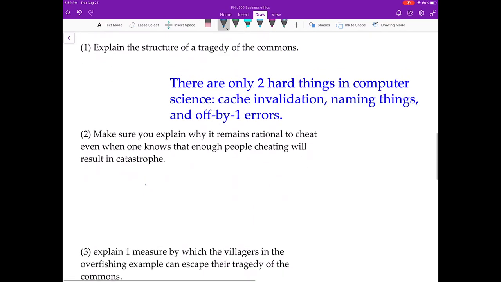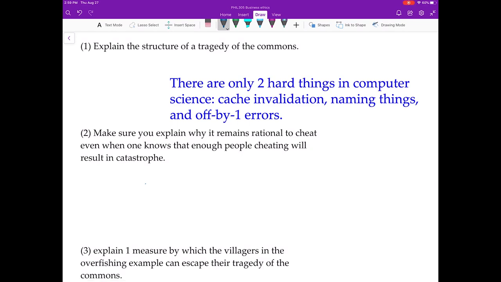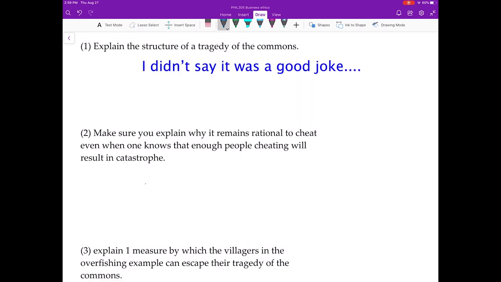I won't tell the joke. Anyways, remember, Adam, cut that out in editing. Everyone else, laugh when I forget to cut that out.